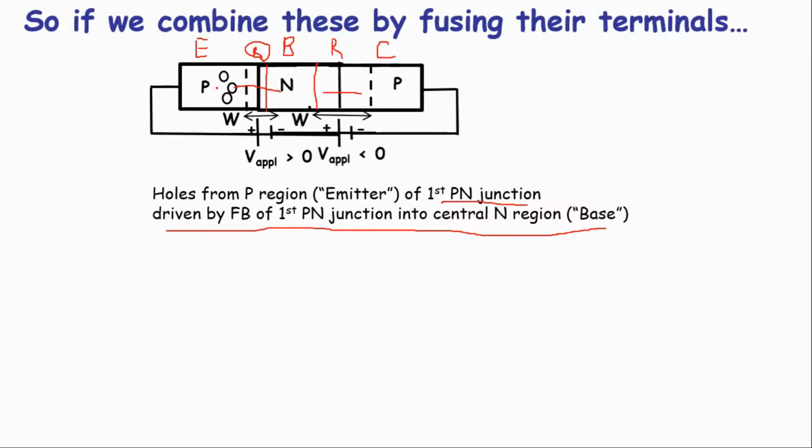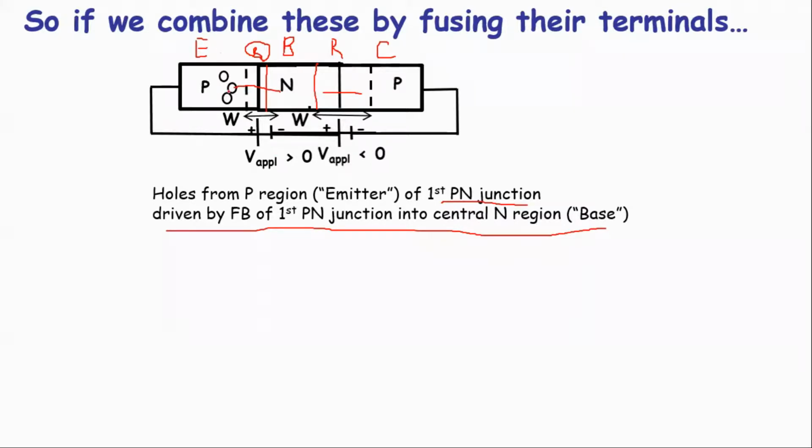Because of that, more holes, which are majority carriers here, become minority carriers in the base. Some of the holes will be recombined, while most of the holes, under the influence of this reverse bias, go on. Sir, could you repeat this point?